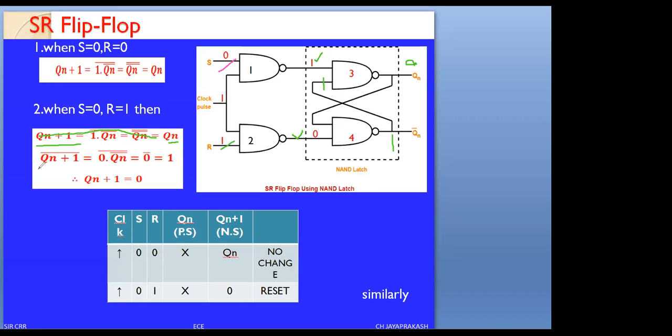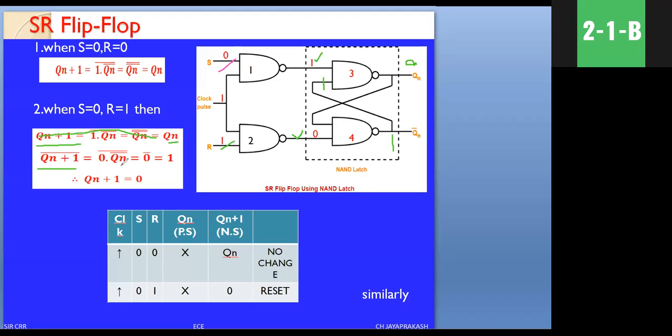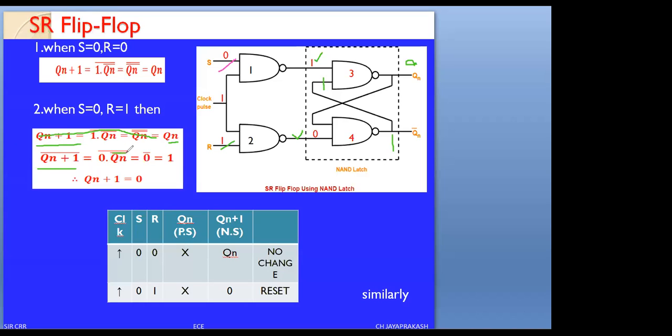Therefore, I am writing the equation for Q of n plus 1 bar, that is, the next state of Q of n bar. This will be equal to one input being 0 and the second input being Qn. The second input is Qn, sorry, not Qn bar, Qn. This will be 0 into something, that will equal 0. 0 complement equals 1. Therefore, this output equals 1. When Q of n plus 1 bar equals 1, its complement will be 0.